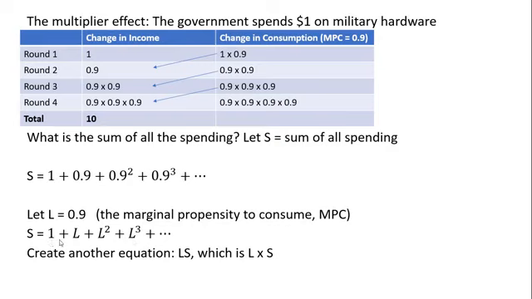I want to multiply everything through here by L. So 1 times L is L. L times L is L squared. L times L squared is L cubed, and so on. So now we've got two equations, an S and an LS equation.